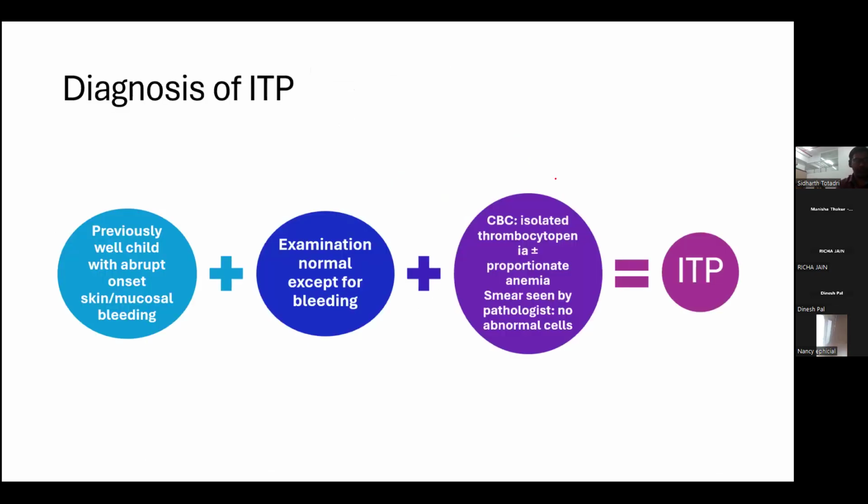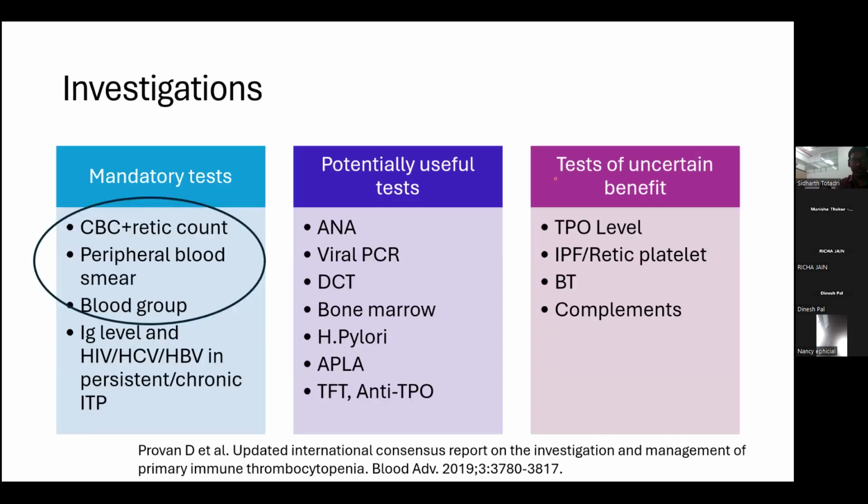Now, to put it very simply, what I've spoken till now: if you have a previously well child with abrupt onset skin or mucosal bleeding, the examination is normal except for the bleeding, and a complete blood count shows an isolated low platelet count with maybe some anemia, which can be explained by the bleeding that the child has had, and the peripheral smear is normal, then you can fairly be certain that you're dealing with a child with ITP.